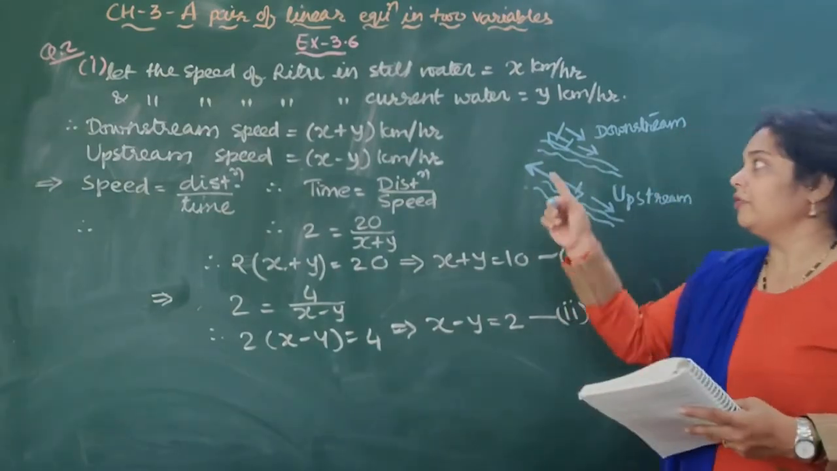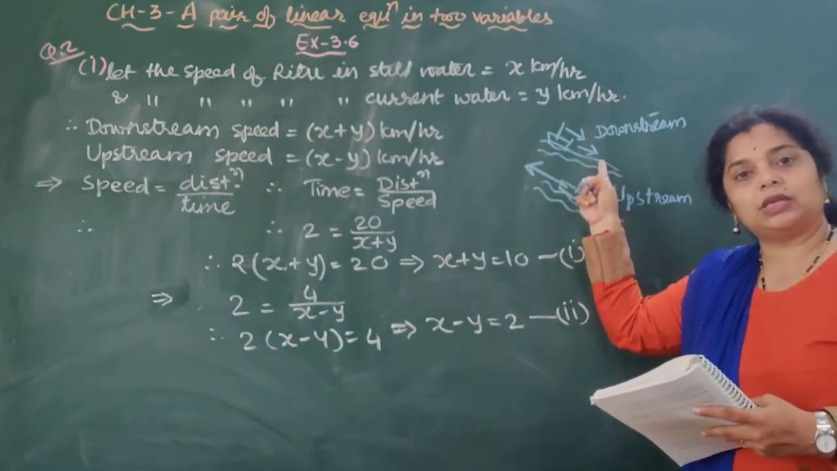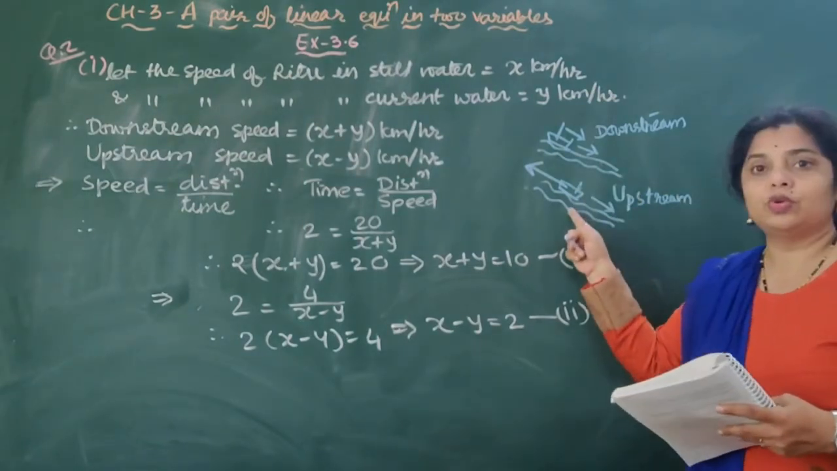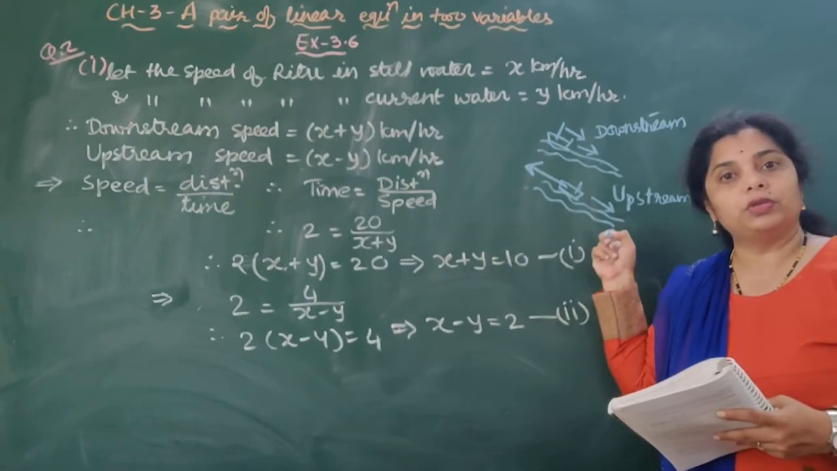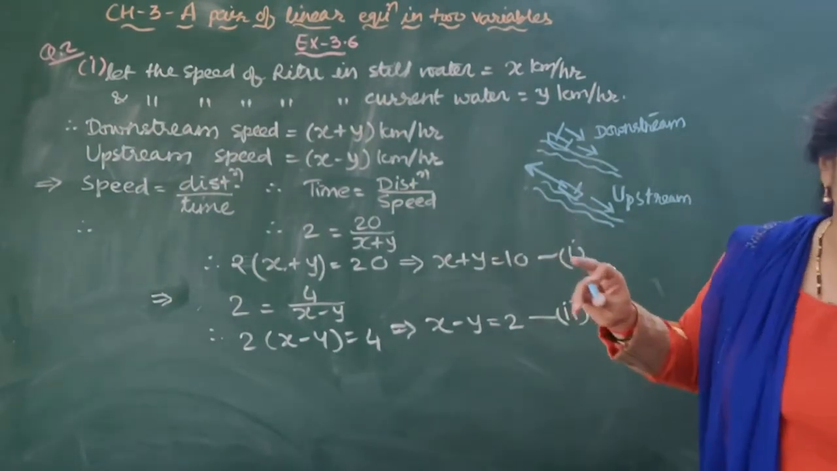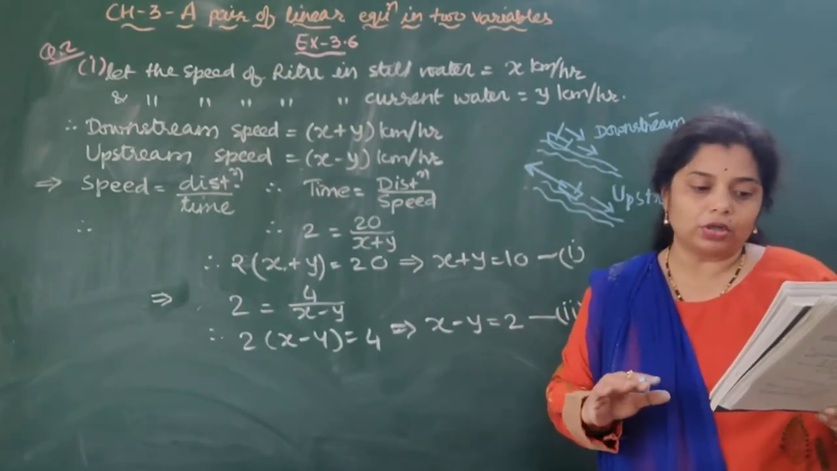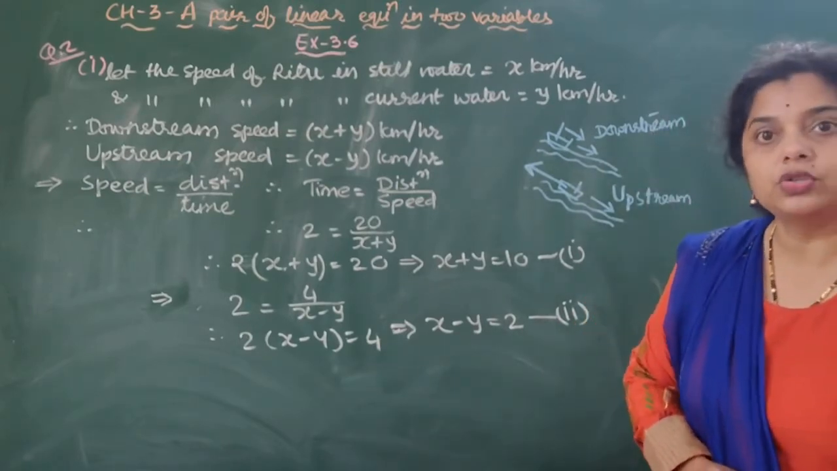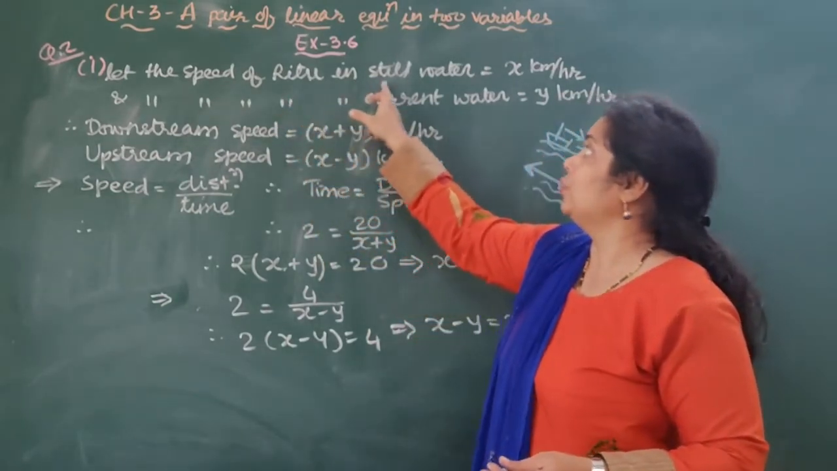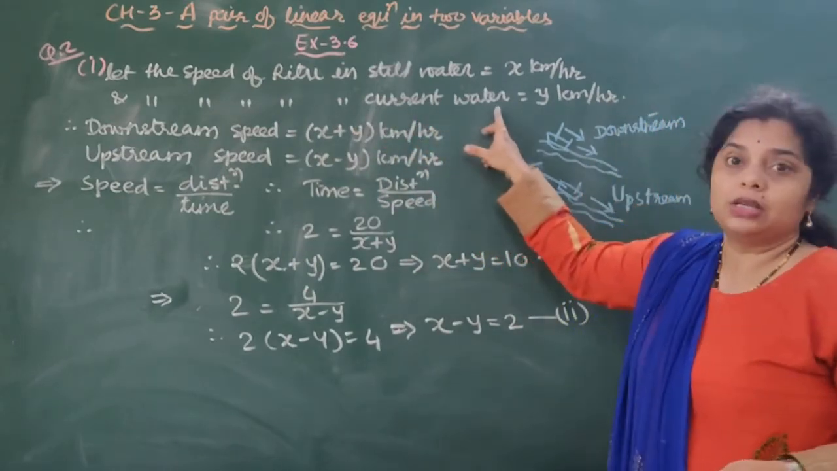Are you getting it? If a person sitting in the boat is going in the same direction as the flow of the river, it is called the downstream. And if a person moves in the opposite direction to the flow of the river, it is called the upstream. Now we have to find out the speed of rowing in still water and the speed of the current. So first of all, we suppose that the speed of Ritu in still water is x and the speed of the current is y.